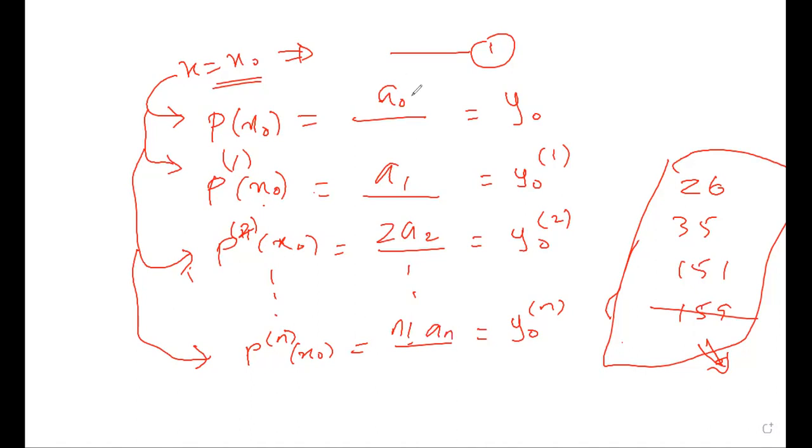So you can see our coefficient a naught will be y naught. a1 will be y naught 1. a2 will be, from this, y naught 2 divided by 2, no? So an will be y naught n divided by n factorial. You can write 2 as 2 factorial also. So why we are doing this is we are finding the coefficients.